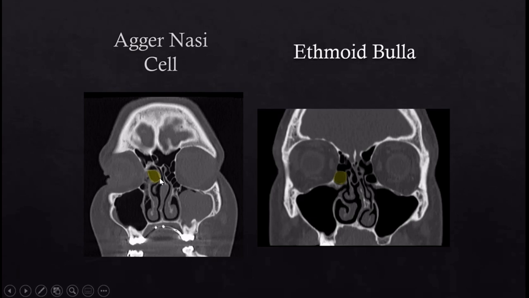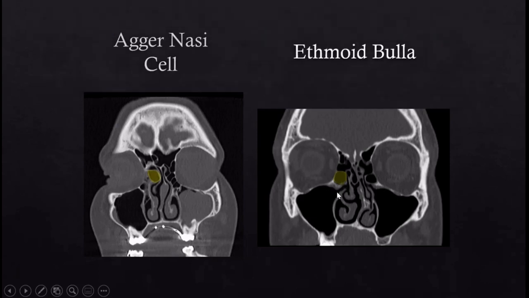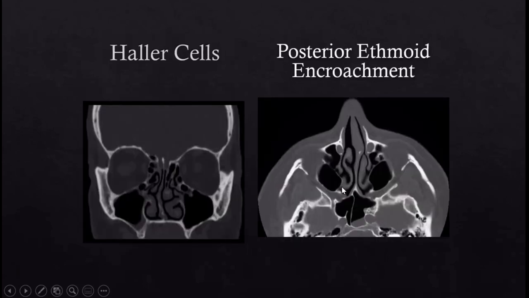The largest ethmoid air cells are called the ethmoid bulla. You can see one here. They usually sit above the ethmoid infundibulum, and they are on the medial aspect of the orbit, and they are the largest air cells. And again, if they get very large, they can push the uncinate process down and narrow the osteomeatal complex. Haller cells are also called infraorbital ethmoid air cells.